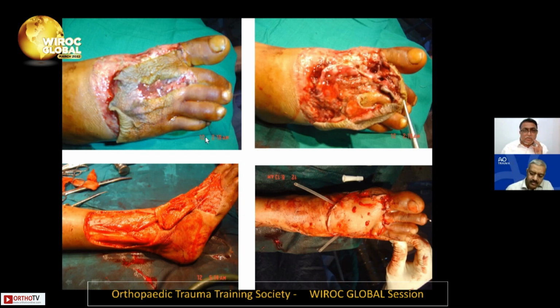So we did the debridement, and by using the lateral supramalleolar flap based on the distal part of the artery and perforators, did a coverage of the dorsum of the foot.